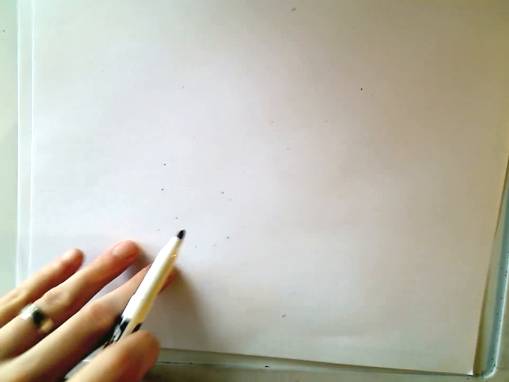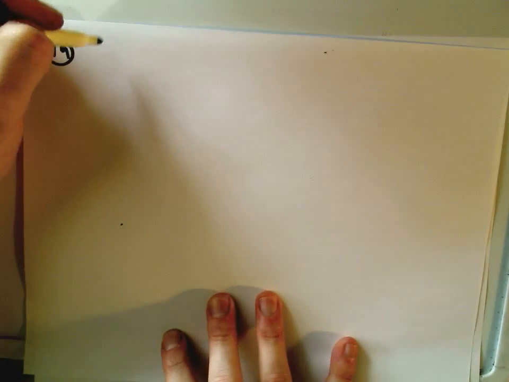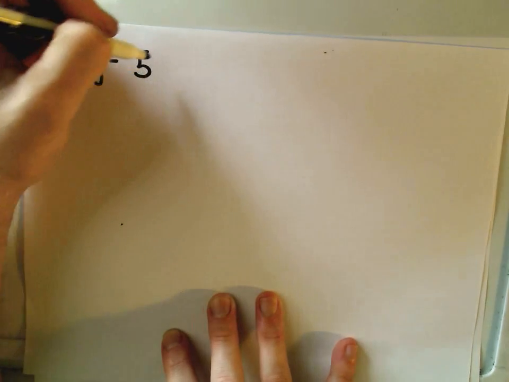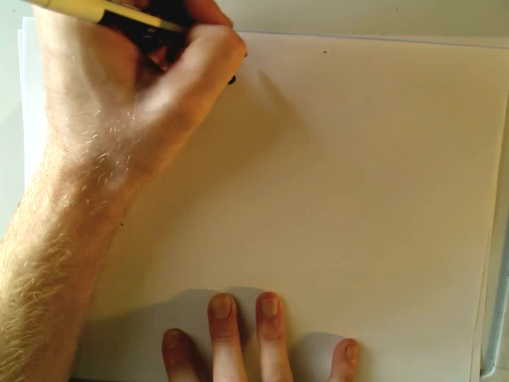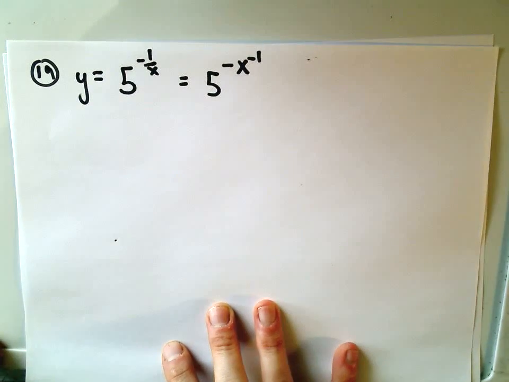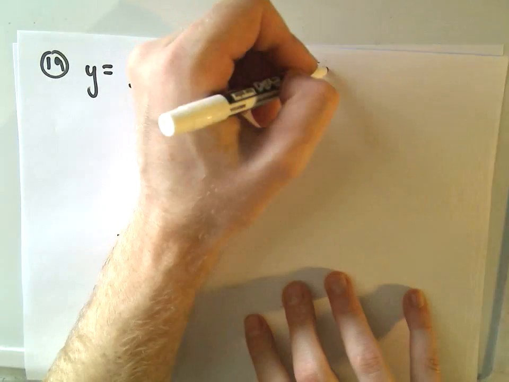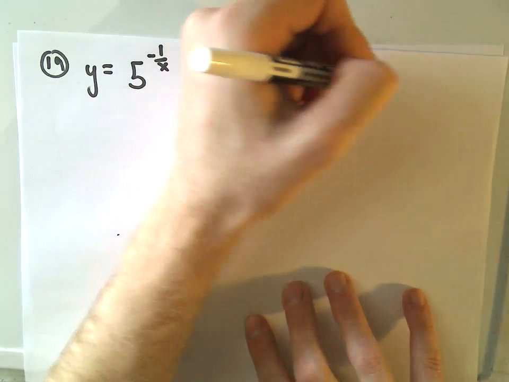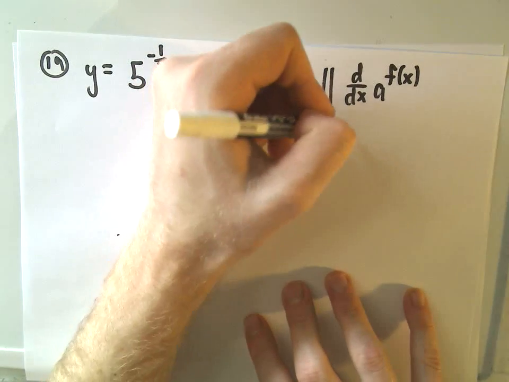Okay, let's see. That was 18. Number 19. So in number 19, we had y equals 5 raised to the negative 1 over x. And again, I'm going to write that as 5 raised to the negative x to the negative first, just by bringing my 1 over x to the numerator and changing its sign. So just like before, the derivative of a to the f of x is going to be very analogous to the other formula we saw.